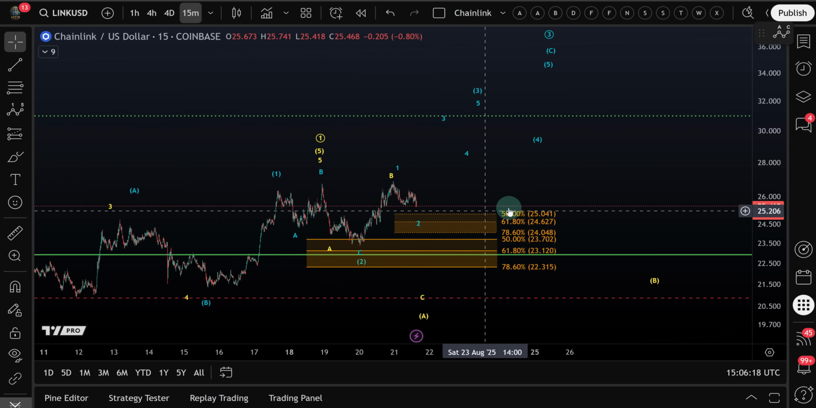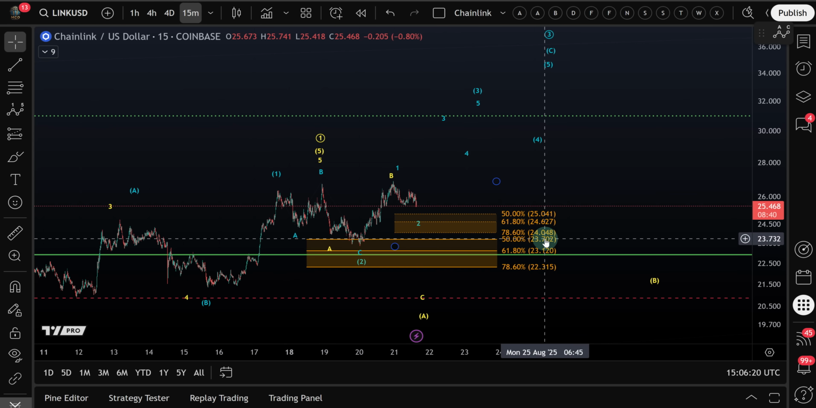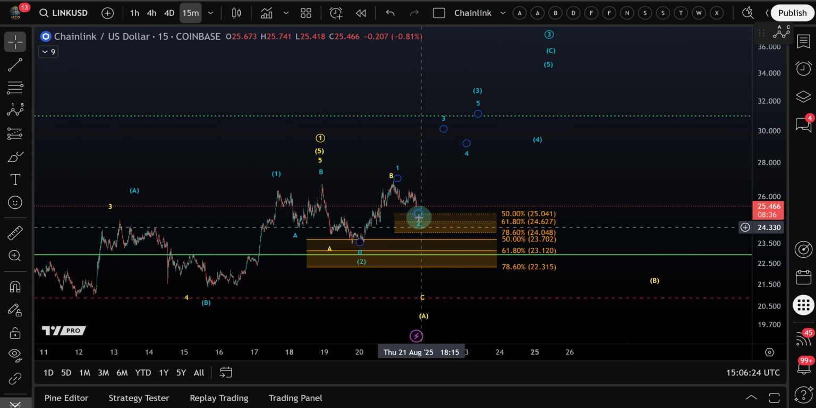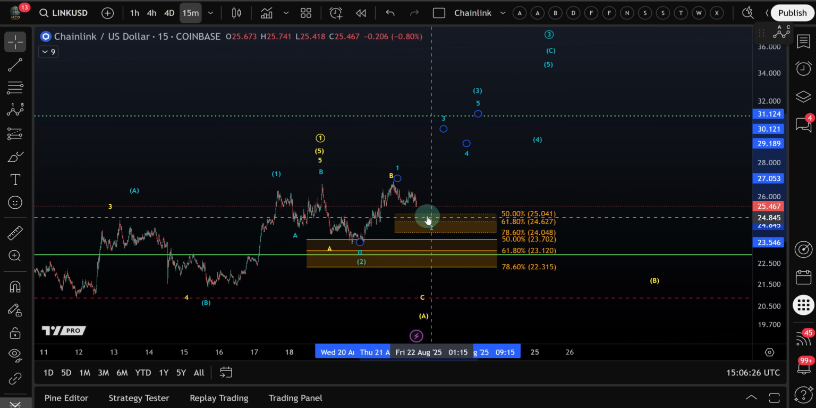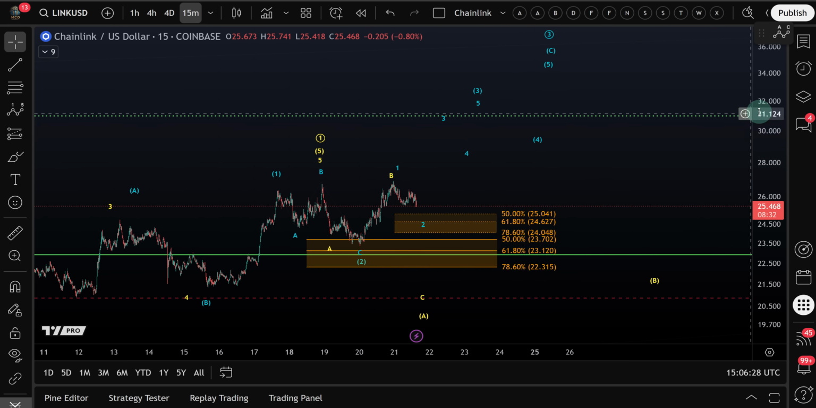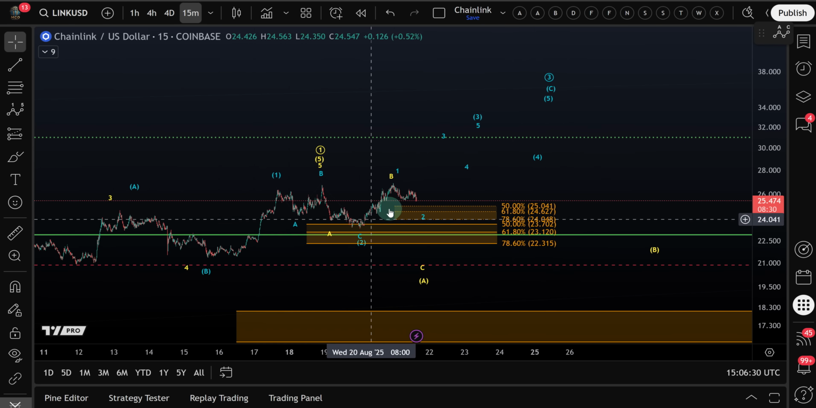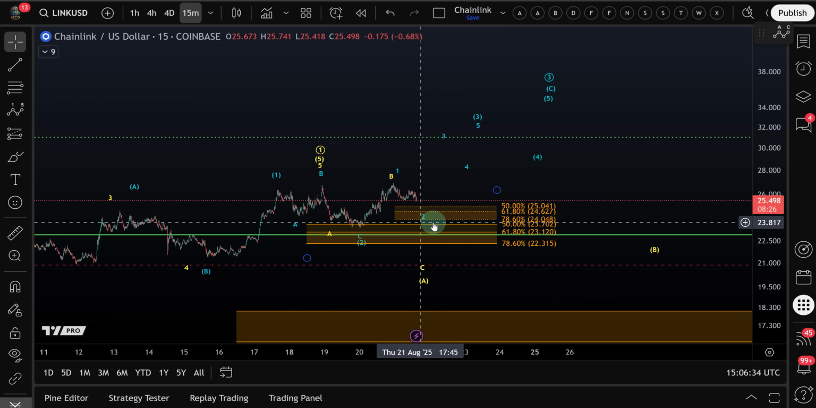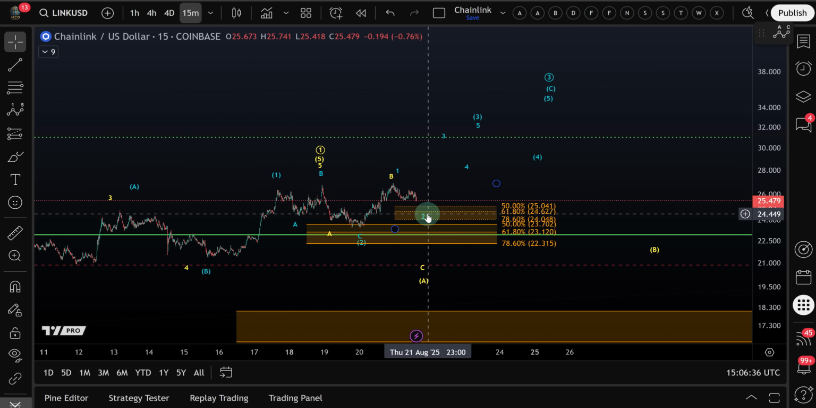The nearest one is here, the $24.04 to $25.04 area, for a 1-2 setup. This is really only relevant in the very short term and really can be considered noise. This is really just something for people who are watching every price move, trading intraday.